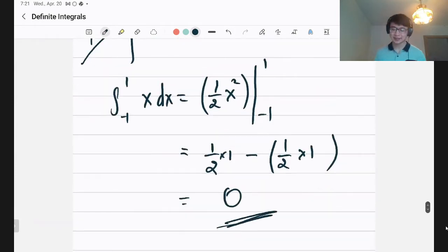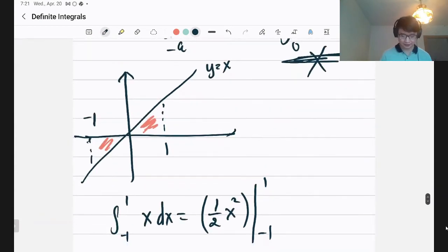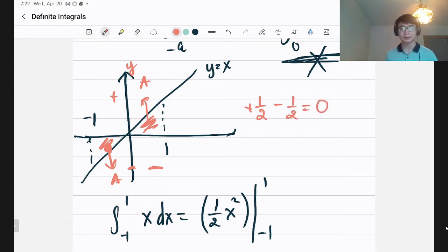Now it kind of makes sense. Why? Well, because this part here is on the positive side of the y, right? This area here is on the positive side. This area, however, is on the negative side of the y. And so that's the reason why we got 0. If we add those two together, the area for the first part is 1/2, the second half is 1/2, so if we subtract them, it is 0.